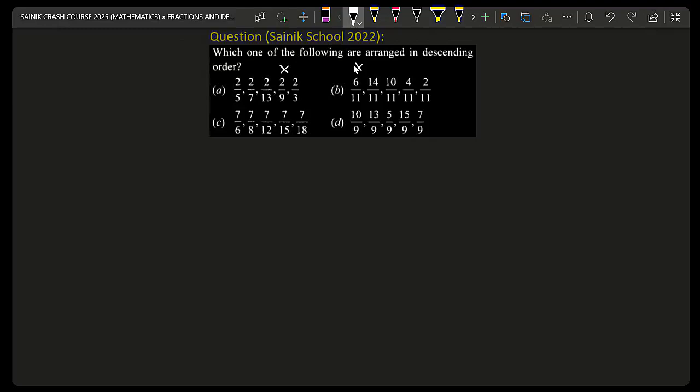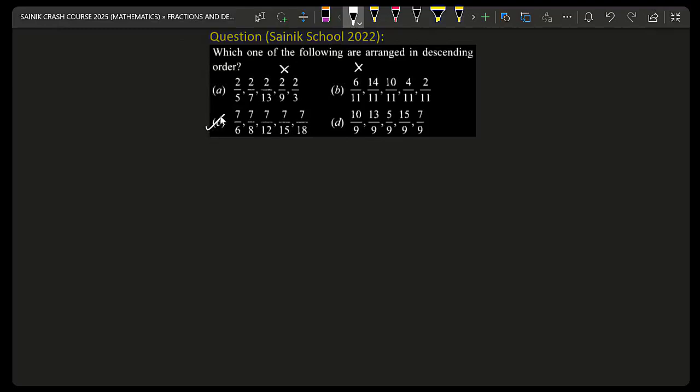Next, option C. In option C, are numerators equal or denominators equal? The numerators are equal. What can we say about the relation between denominators and the value of the fraction? Sir, lesser the denominator, greater the value. So I want the greatest fraction, so I want the least denominator, right? What is the least denominator? 6. Just greater, 8. Just greater, 12. Just greater, 15 and just greater, 18. So are they arranged in descending order according to the value of the fractions? Yes, sir. So option C is correct.